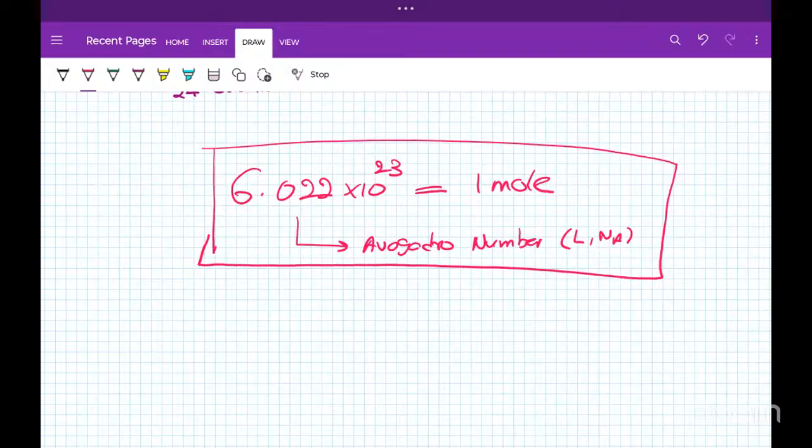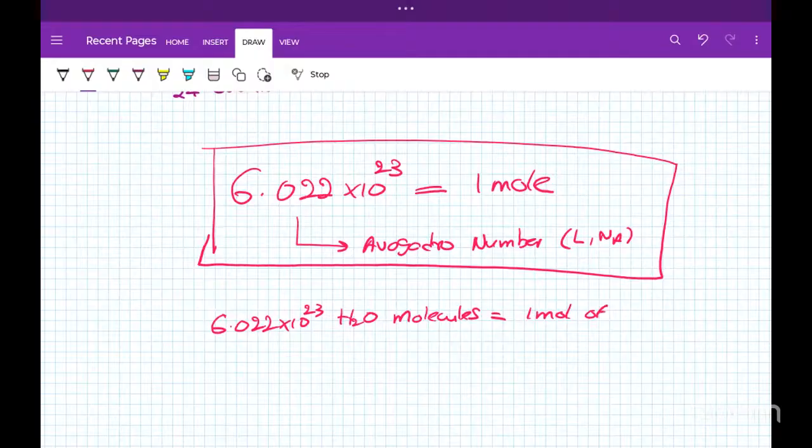Before that, you need to understand that we can say 1 mole of atoms, 1 mole of molecules, 1 mole of diatomic atoms. Likewise, any quantity can be defined. So you have to understand mole is a number. That's it. If you take 6.022 × 10^23 H2O molecules, this is equal to 1 mole of H2O molecules.